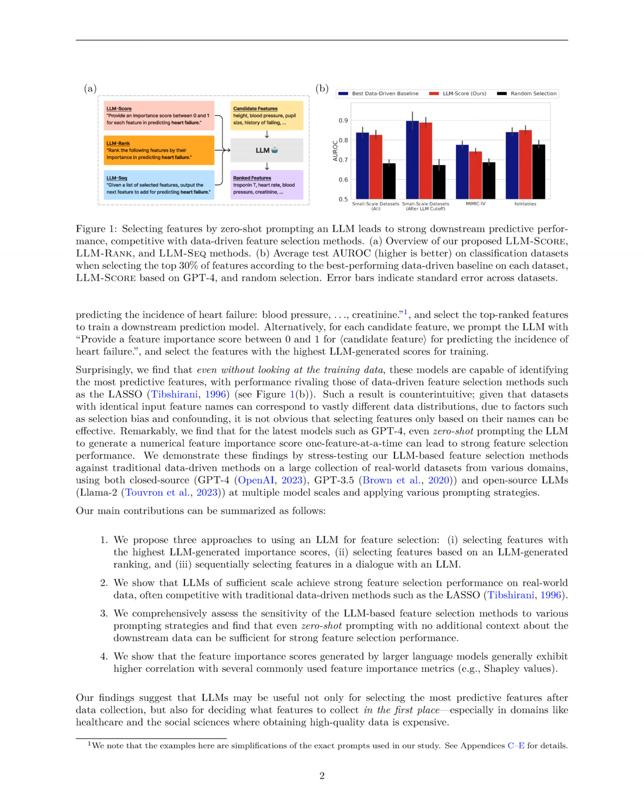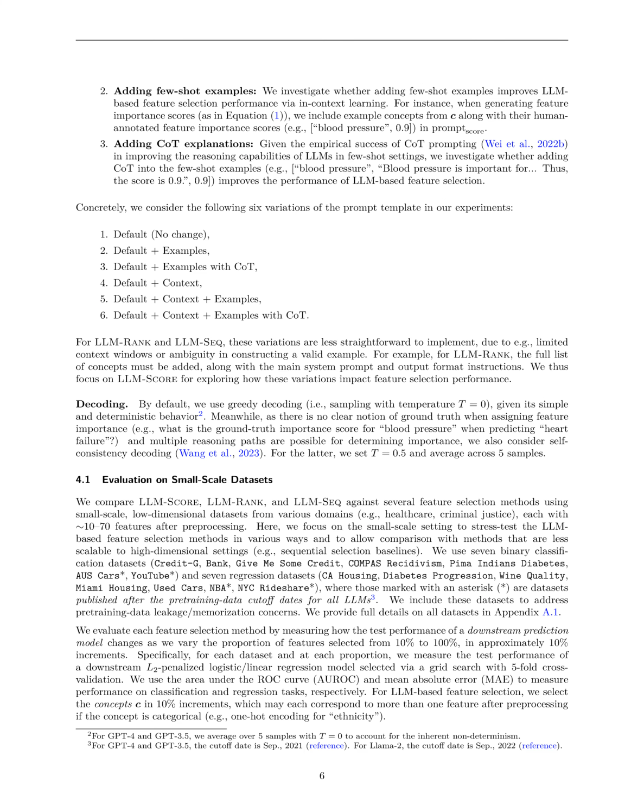The LLM-based feature selection methods were validated and tested by comparing them against several feature selection baselines using small-scale, low-dimensional datasets from various domains. The validation process involved using 7 binary classification datasets and 7 regression datasets, each with approximately 10 to 70 features after pre-processing.